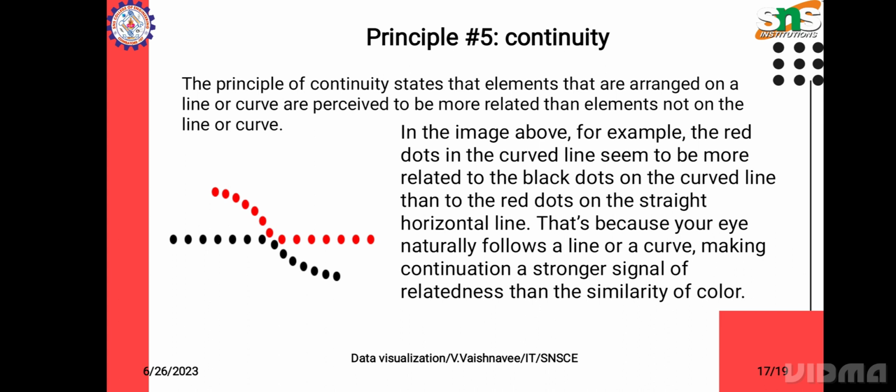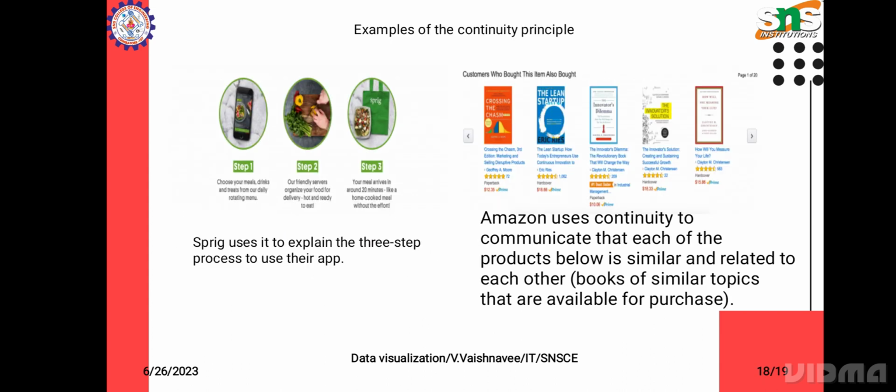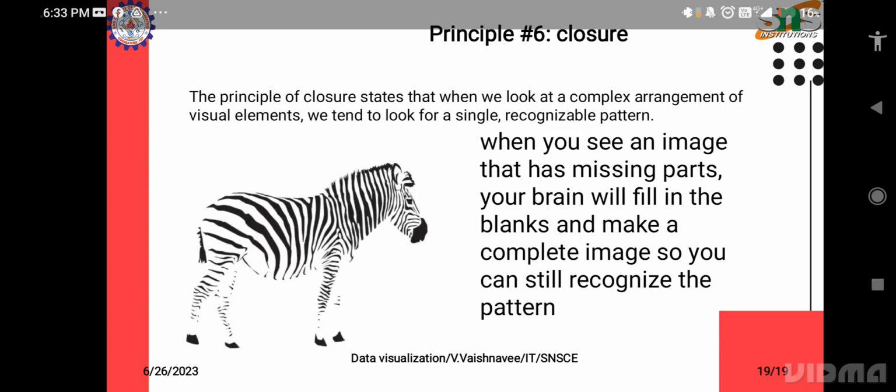Continuity. The principle of continuity states that elements that are arranged on a line or curve are perceived to be more related than elements not on the line or curve. In the image above, for example, the red dots on the curved line seem to be more related to the black dots on the curved line than to the red dots on the straight line. That's because your eye naturally follows a line or a curve, making continuation a stronger signal of relatedness than the similarity of color.